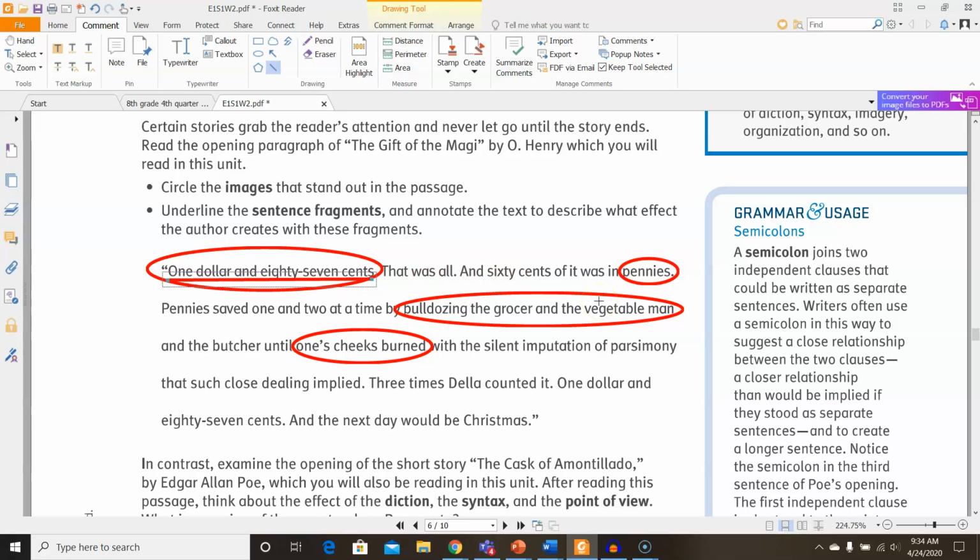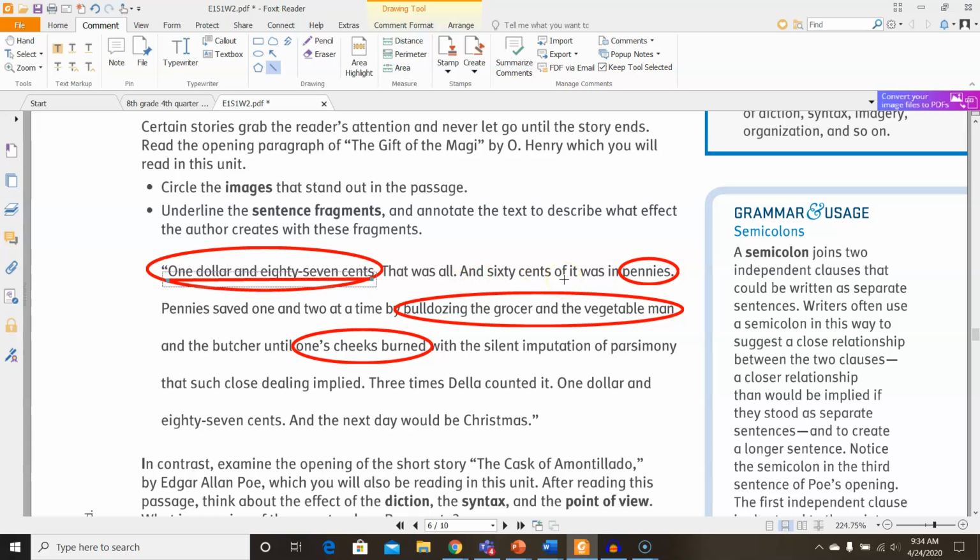And 60 cents of it was in pennies. So here, it's kind of a gray area because using the word and implies there's half of a sentence that we're missing. I'm going to say it's a complete sentence just because it does have a subject and a predicate. And it's a style choice to begin it with the word and. So 60 cents of it is what they're talking about. They're talking about the 60 cents.